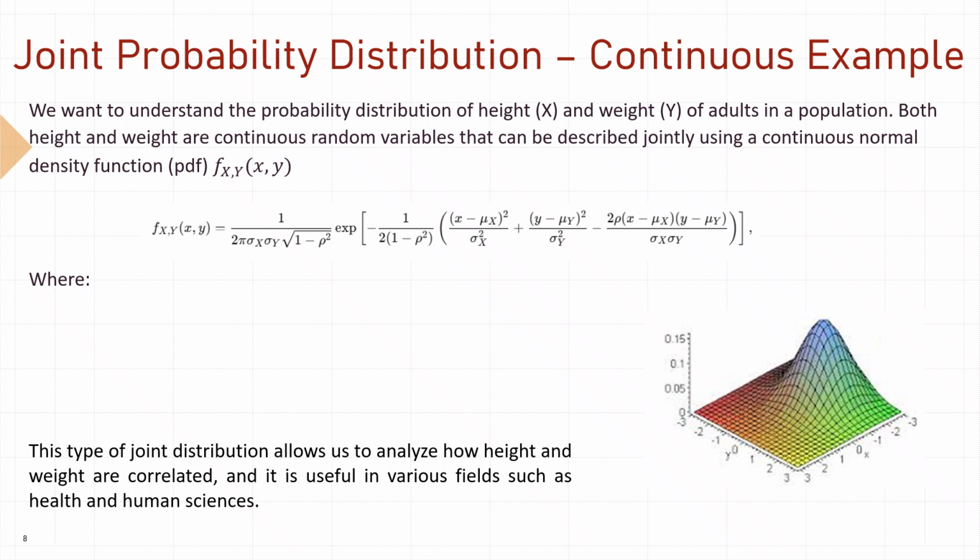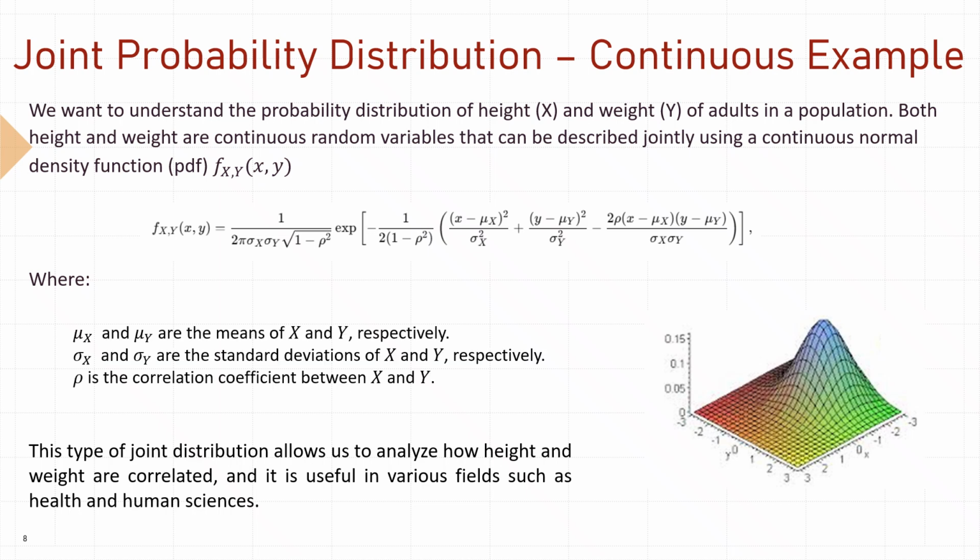The joint probability density function describes the likelihood of different combinations of height, x, and weight, y, occurring together. In this case, we assume that both variables follow a bivariate normal distribution, which is a type of continuous probability distribution for two variables that are normally distributed. Key components include: mu of x is the mean of the height distribution, average height in the population. Mu of y is the mean of the weight distribution, average weight in the population. These are the central values for each of the variables, height and weight.